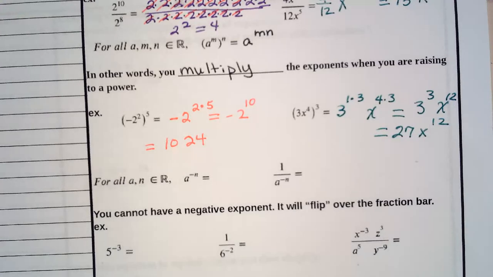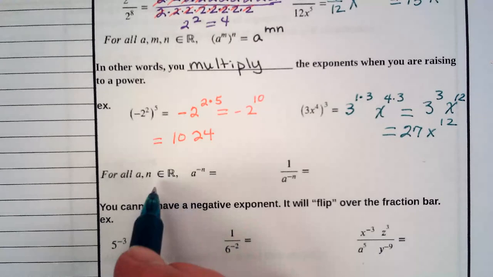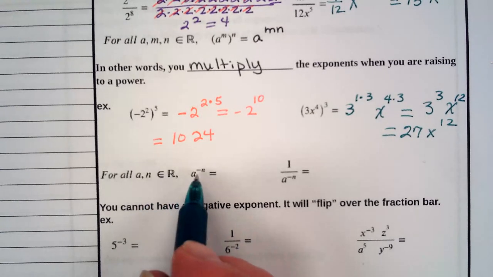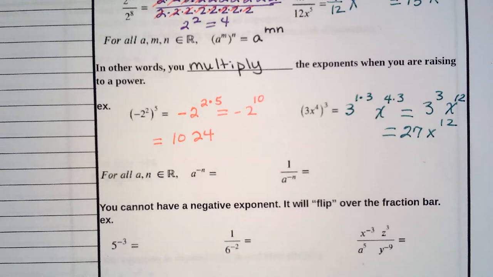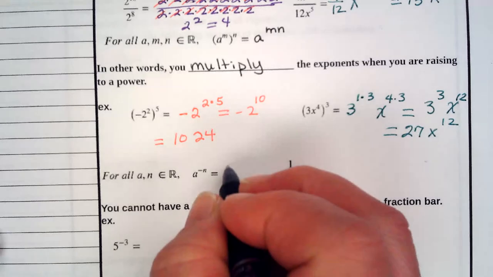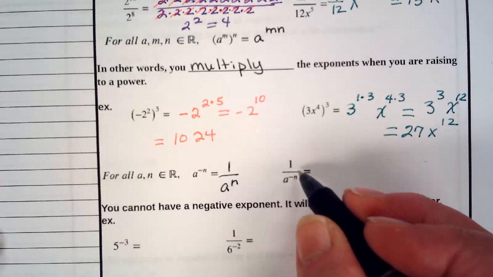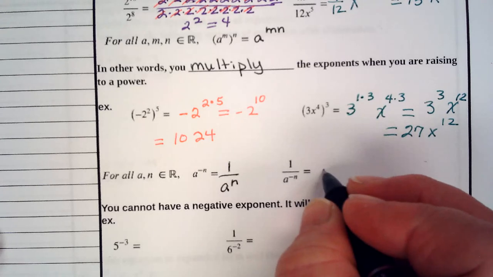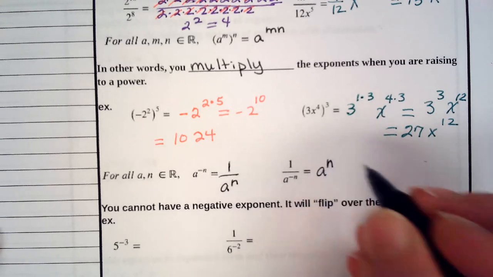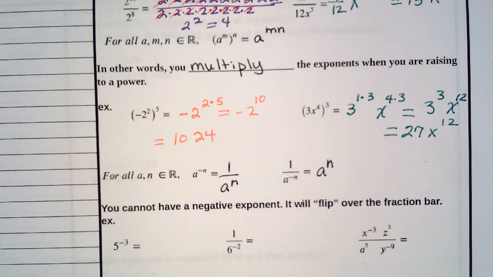Okay, for all a and n, which are elements of the real numbers, a to the negative n gives you 1 over a to the n. 1 over a to the negative n gives you a to the n power. In other words, you cannot have a negative exponent. But if you do have it, it will flip it over that fraction bar.